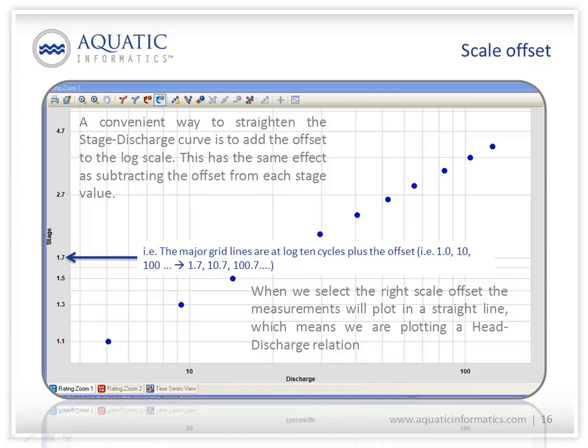So when we do that, then we can just plot the measurements in their unaltered stage. And if we've come up with an offset value that represents a true head-discharge relation, then we can see our measurements fall into a straight line. That's really powerful, because a lot of times we don't really know exactly what offset we should be using. But if we can see that our measurements are falling into a straight line, we can have good confidence that we're in the right ballpark for that offset value.